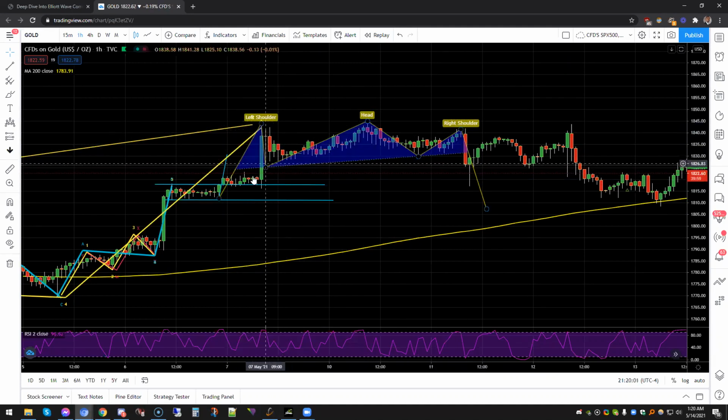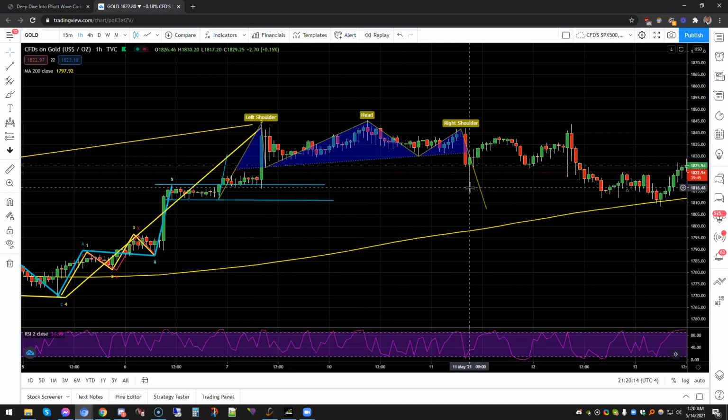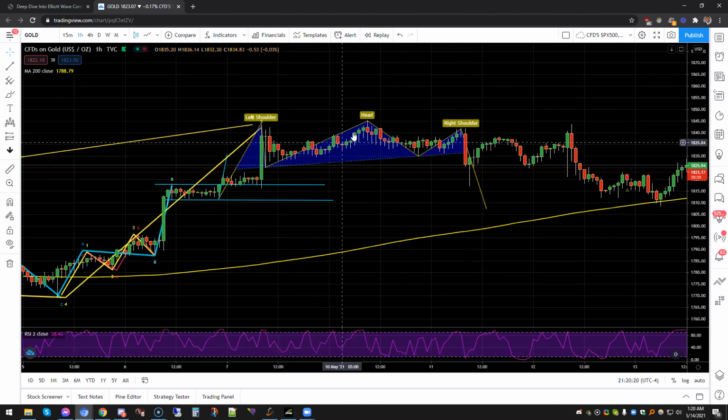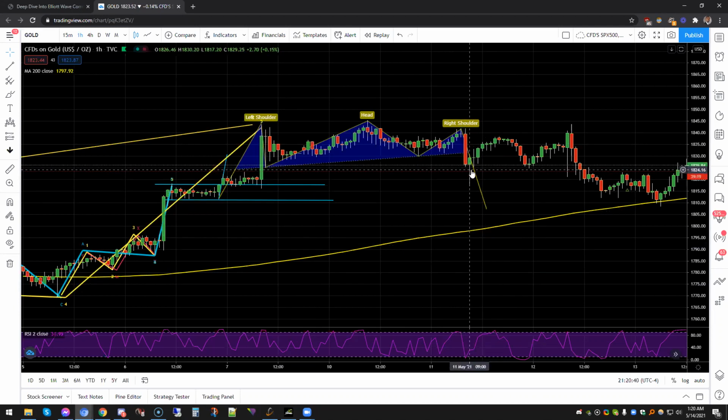So we know that after we complete an impulse wave, we're going to get an ABC type correction. So is this A as in 1, 2, 3? And it looks like that's what we're looking at, right? We're looking at a pullback, a correction, another push down. So this is 1, 2, 3 right here, okay? Because we have this as a three-wave move, it means that this may not continue to the downside. And as you can see, it did not continue to the downside. It just came here and bounced right back up, okay?